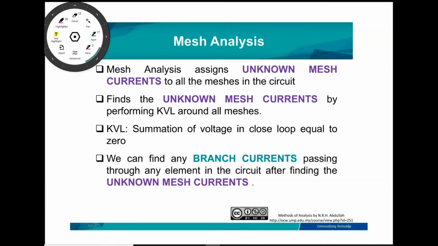Mesh analysis assigns unknown mesh currents to all the meshes in the circuits, and finds the unknown mesh currents by performing KVL around the meshes. What is KVL? KVL is Kirchhoff's voltage law, which says the summation of voltages in a closed loop is equal to 0. We can find any branch current passing through any element in the circuit after finding the unknown currents.